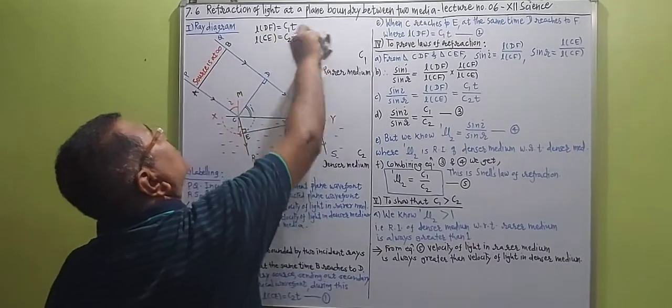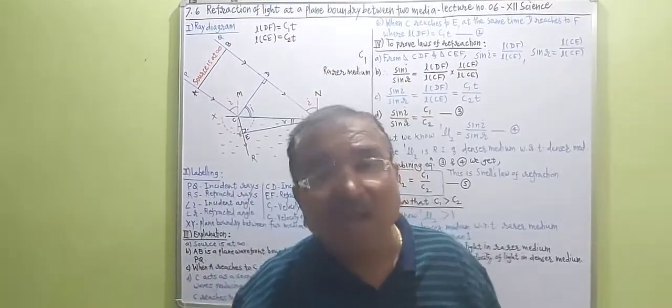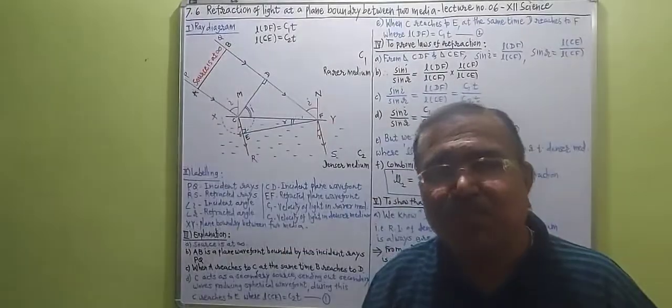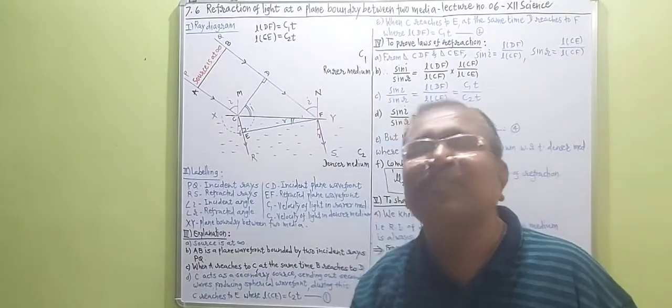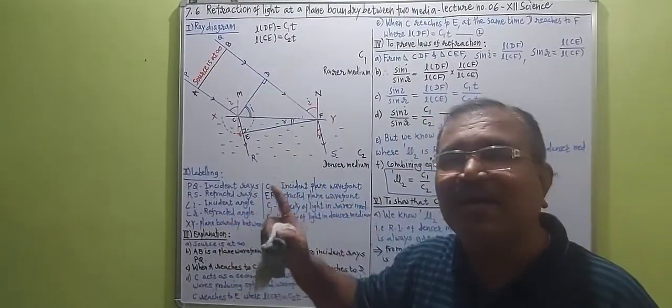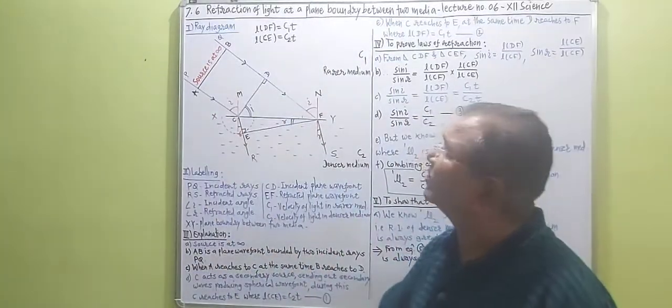So have you understood how this I and R come? If you haven't understood, then pause the video and repeat my lesson again so as to understand how that I and R come. Okay. In short, I will repeat again.